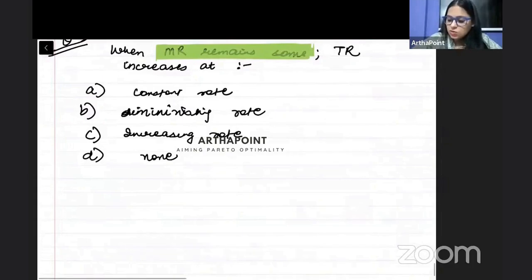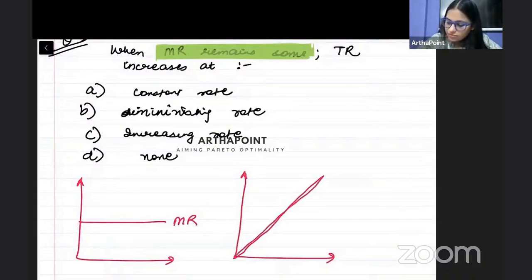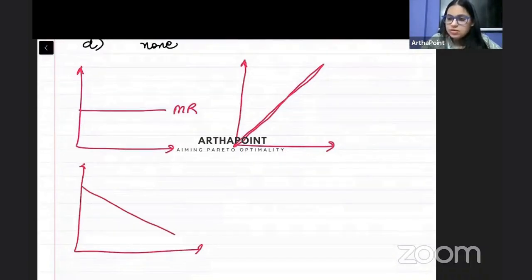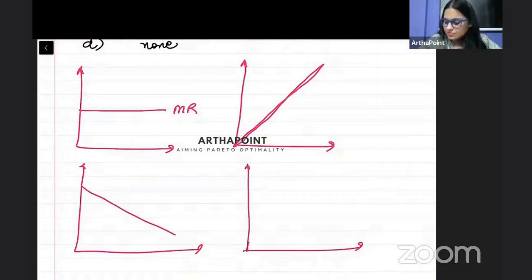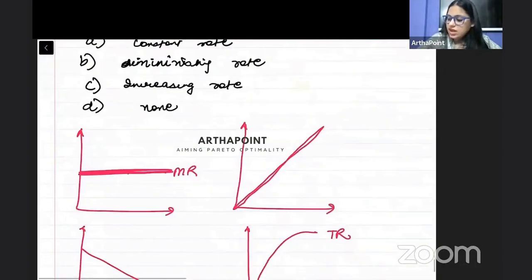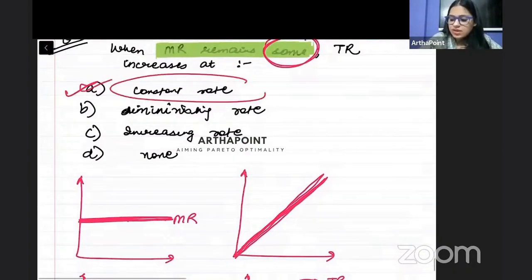तो ये ध्यान से सीख लो that when your MR is constant, then TR is an upward sloping straight line. And when MR is falling, then beta TR will increase at a decreasing rate. Right? But we are told that MR is constant, MR is same. So TR will also be increasing at a constant rate. Uska slope constant rahega. So the correct answer to this question will be A. It will increase at a constant rate. Right?